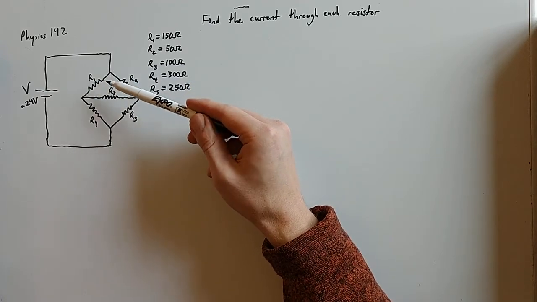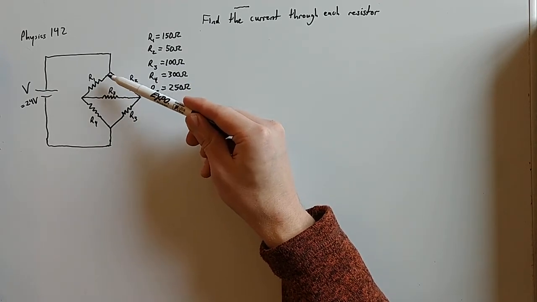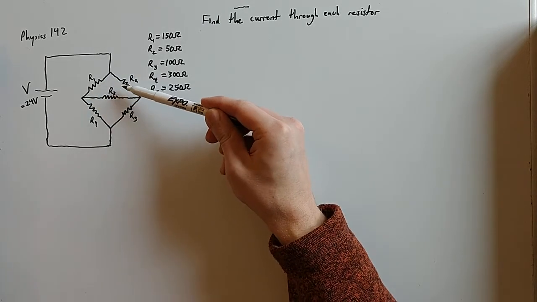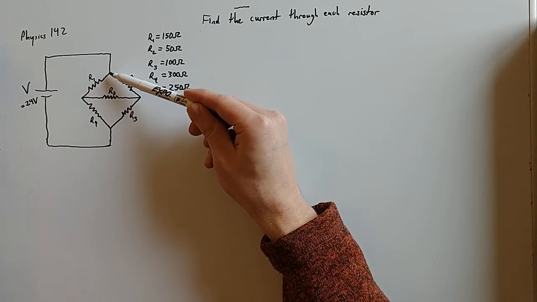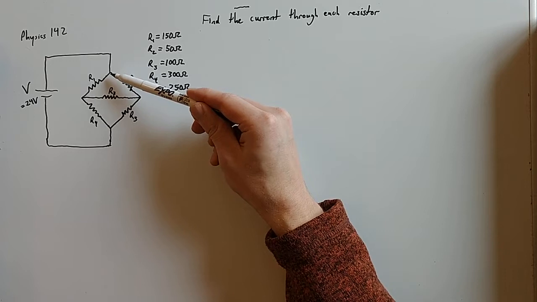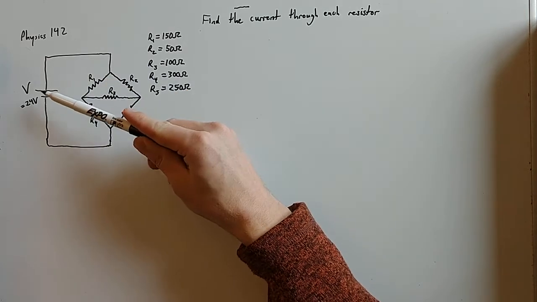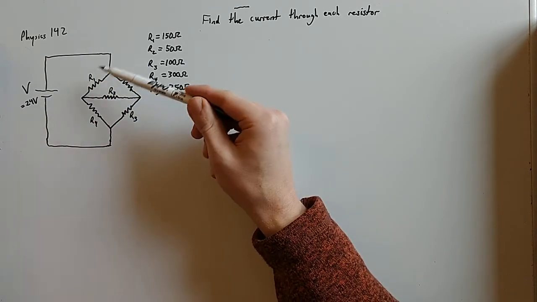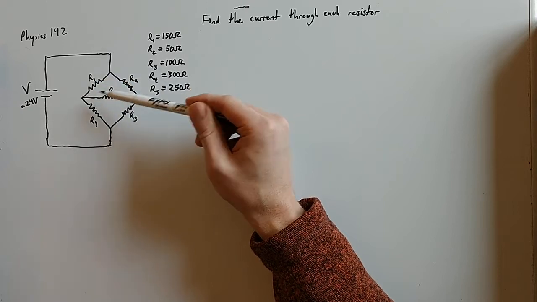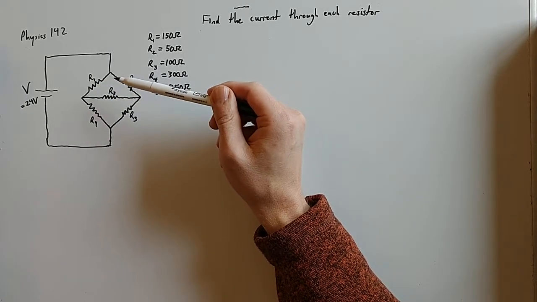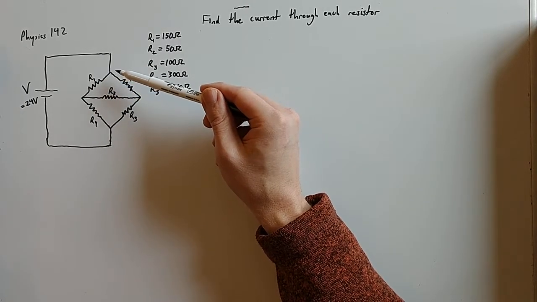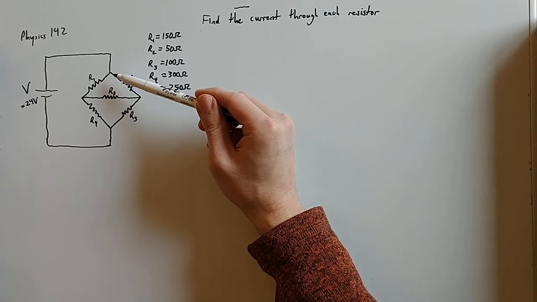The other rule that we have is the loop rule, which says that if we go around any closed loop, so if we start at a spot and end up back where we started, if you add up all of the changes to the potential going around that loop, that should sum to 0. All of those potential differences should sum to 0.